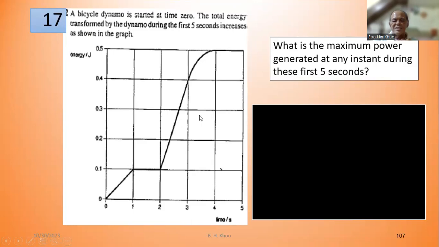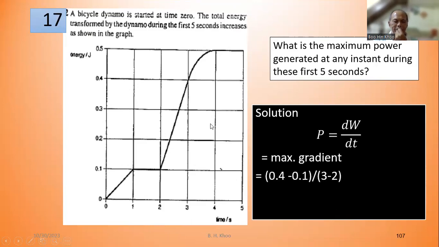Right? So the largest gradient. That's the rate of work done, the maximum gradient. Take 0.4 minus 0.1 divided by 3 minus 2. Calculate: 0.3 watt.